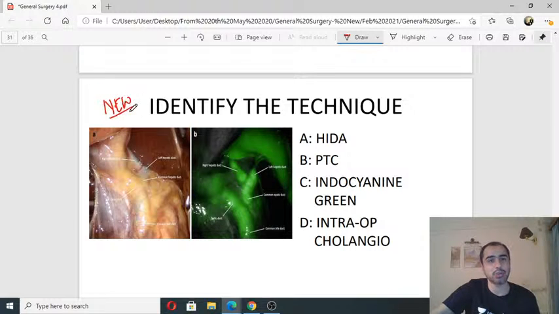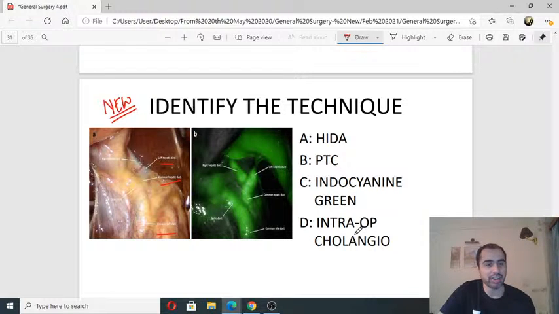This is not there in Bailey, so finally I'm asking you something out of Bailey. What is this procedure? This is the biliary tree. You can see left hepatic duct, common hepatic duct, common bile duct. And then something has changed, and now they are looking different. What have I done? Is it a HIDA scan, percutaneous transhepatic cholangiogram, indocyanine green scan, or intra-op cholangioscopy?